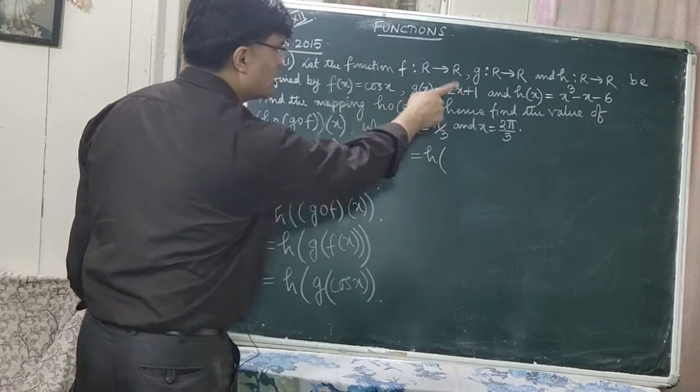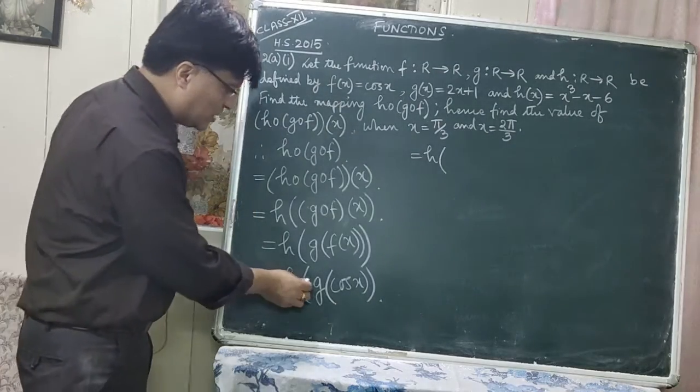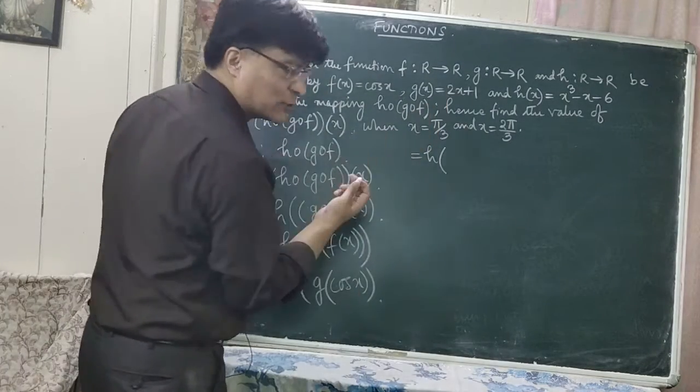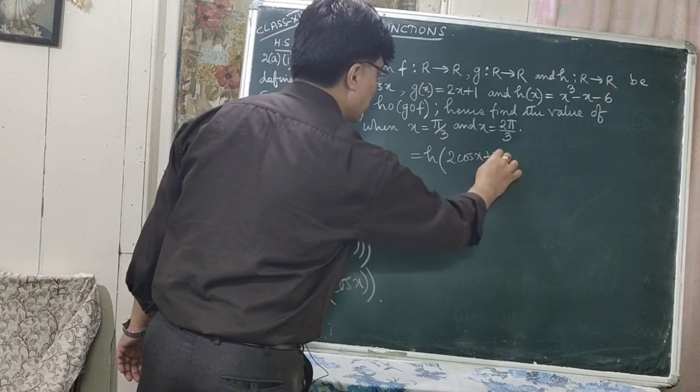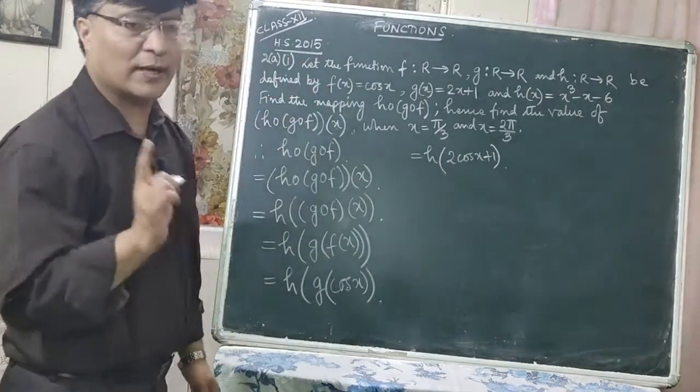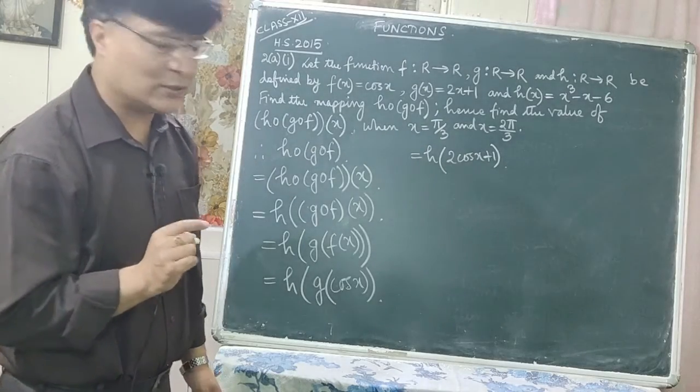If g of x is equal to 2x plus 1, then what is g of cos x? It is 2 cos x plus 1, right? So it is 2 cos x plus 1. I think you have understood it, okay?